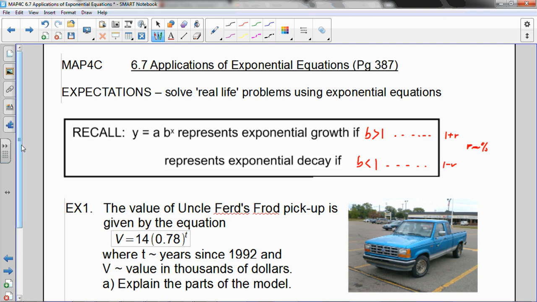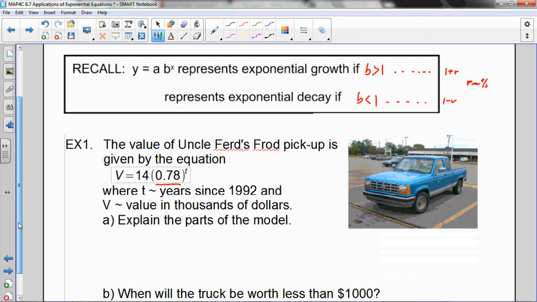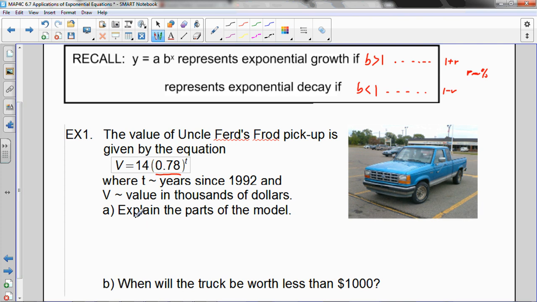So in the example here, and that's a beaut. That's a beaut truck, that is. The good old Uncle Ferd's Ford pickup. It's given by this equation, and we can see that it's a decay question, right? Because the base is less than 1. It's a decay question, where T is the year since 1992, and that was a fine year for trucks, 1992. And the value is in thousands of dollars. So this 14, this output, whatever I put in for T, is going to give me a value in thousands of dollars. So the first question is to explain the parts of the model.